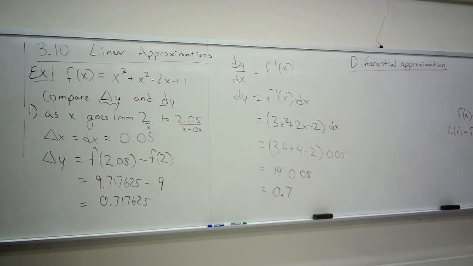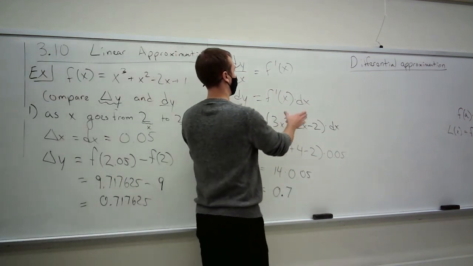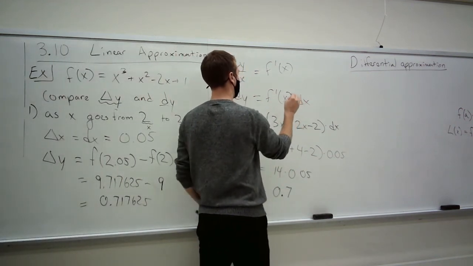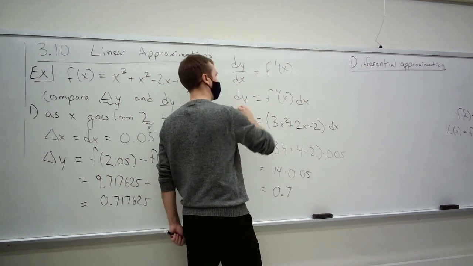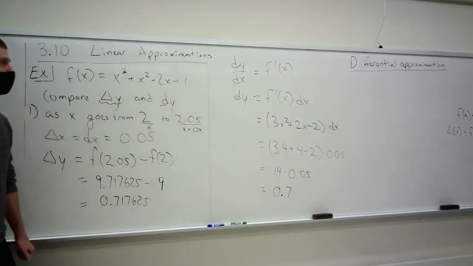And that's basically it for this section. Are there questions on this? This boils down to understanding these geometrically. Little pieces of x, little pieces of y, and f prime being the derivative, right?